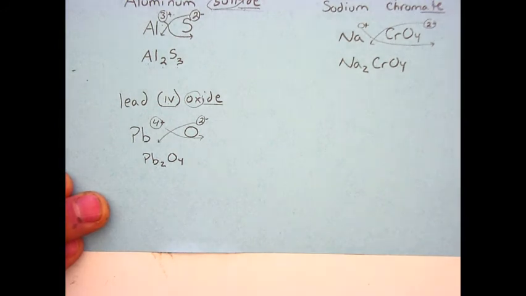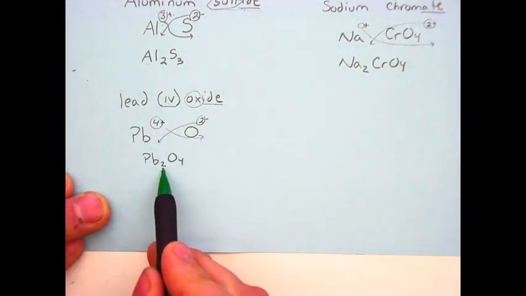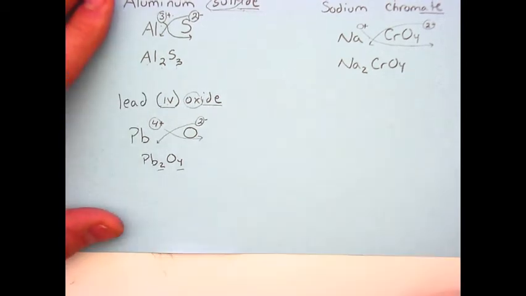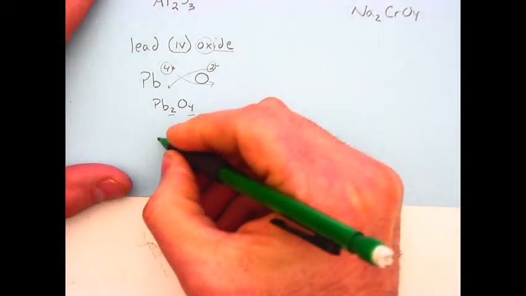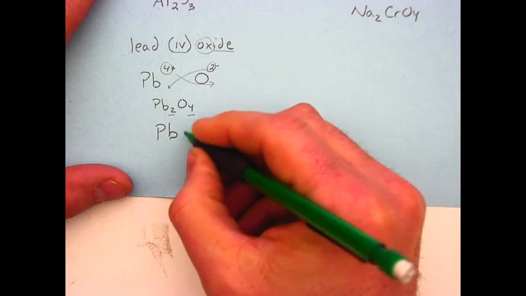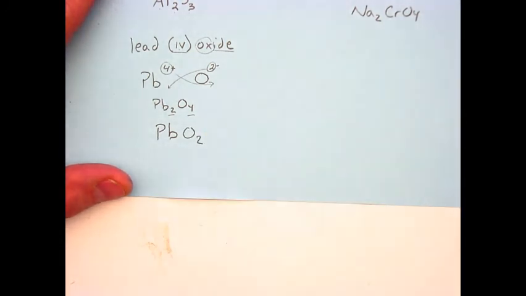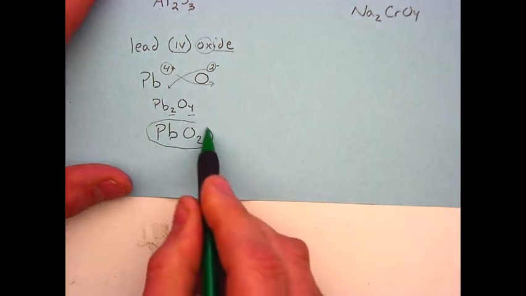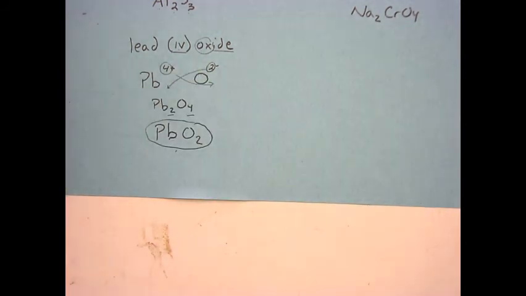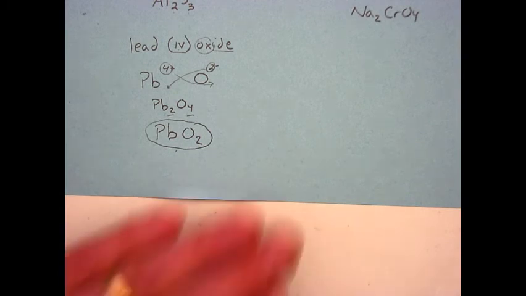But remember, it's cross, drop, and reduce. So that means that we have this 2:4 ratio. If you can reduce it, you must reduce it. A 2:4 ratio can be reduced down to a 1:2. So the correct formula is 1 lead for every 2 oxygens. So PbO2 is the correct formula for lead 4 oxide. And finally, let's try one more.